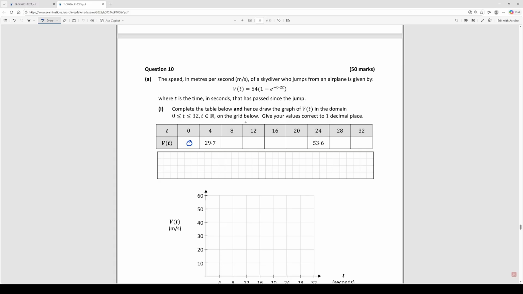But you could just keep subbing in 8 for t, sub in 12 for t, sub in 16. Otherwise, you would go to table mode. You would say your start is 0, your end is 32, and your step is 4. That's something to watch out for, though. The step is 4. That's something they do a lot to catch people out.